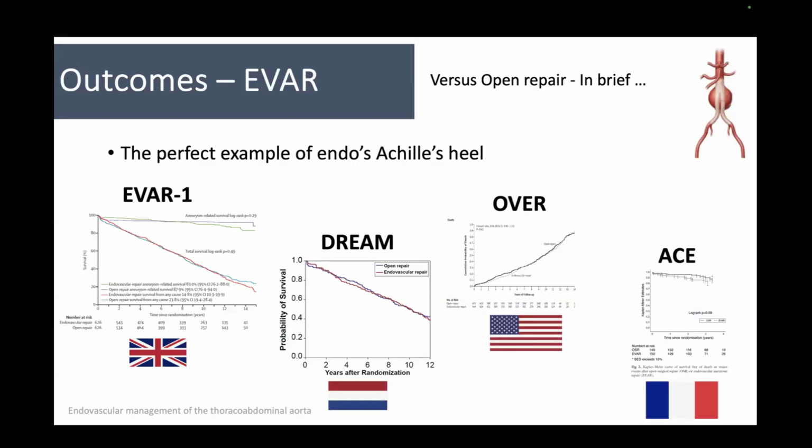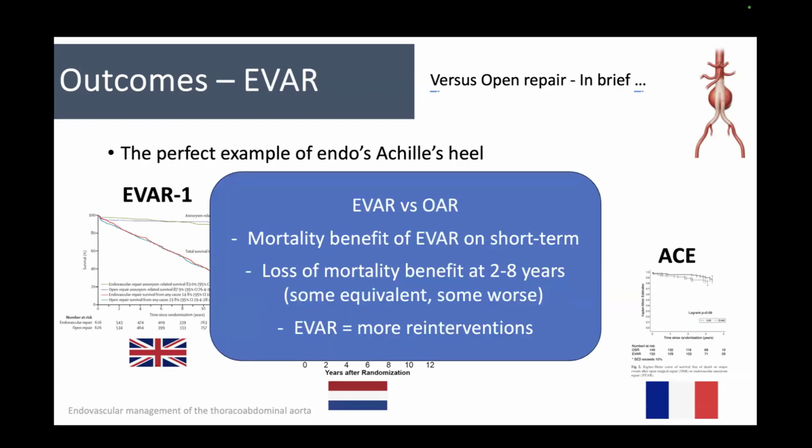For EVAR, it's the perfect example of what I was saying a bit earlier. We have four different RCTs that were built at the beginning of the 21st century, and what they say basically is that EVAR has a mortality benefit on the short term, but this is lost over the medium to long term. At 2 to 8 years, EVAR is equivalent to open repair in terms of mortality and aortic related mortality, and sometimes it fares even worse. So EVAR also has more reinterventions. So endo has always had this kind of Damocles's sword on its head.